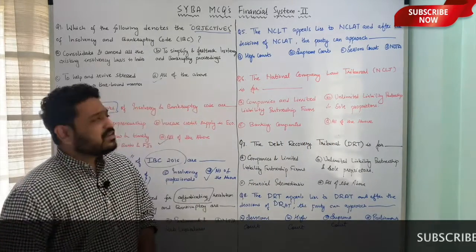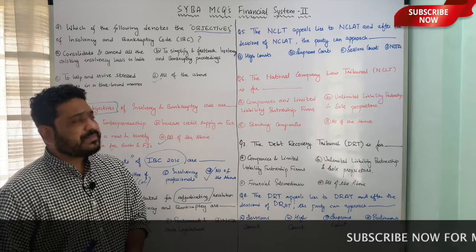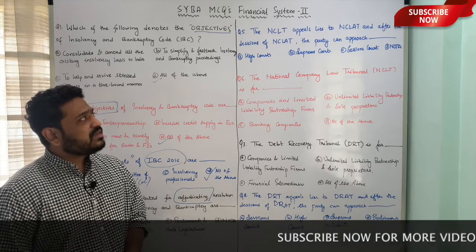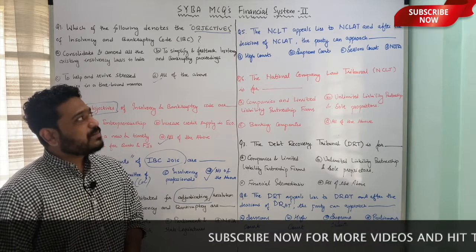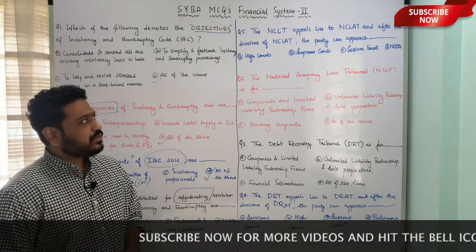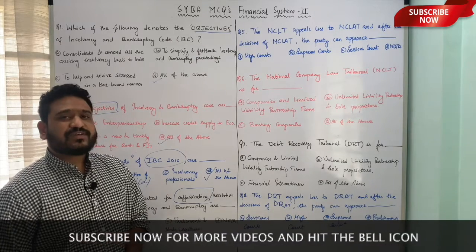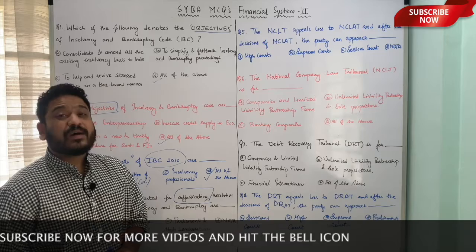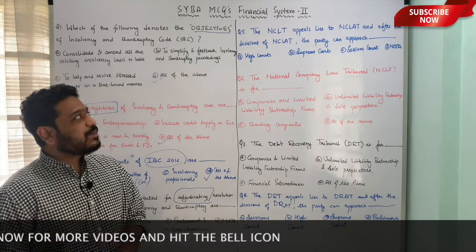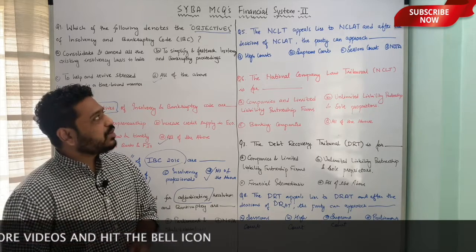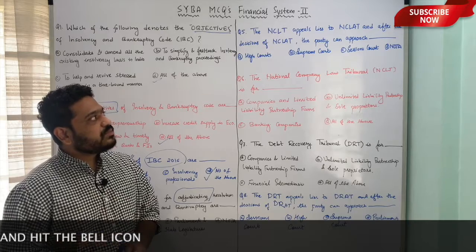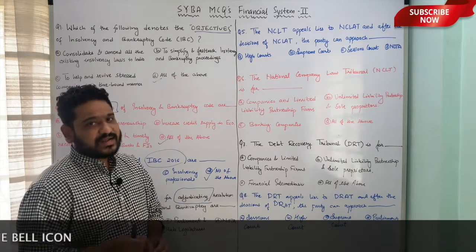The next is the National Company Law Tribunal. Appeals lie to the NCLAT, that is National Company Law Appellate Tribunal, and after the decisions of NCLAT, the party can approach which institution? The underlying options are A. High Courts, B. Supreme Court, C. Sessions Court, and D. None of the above.